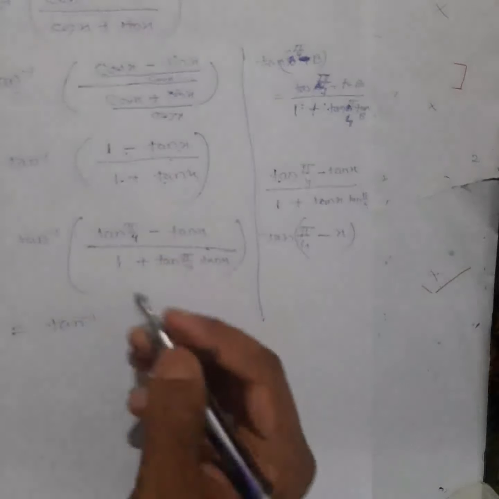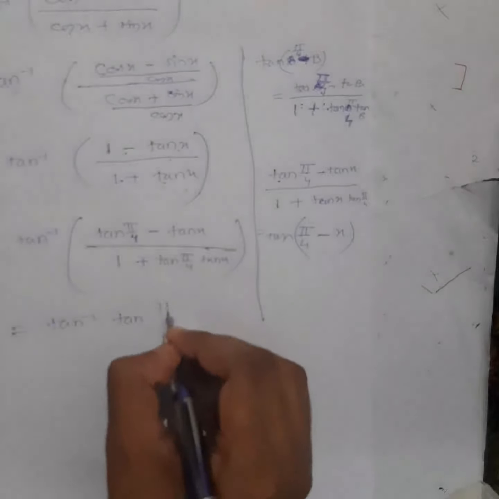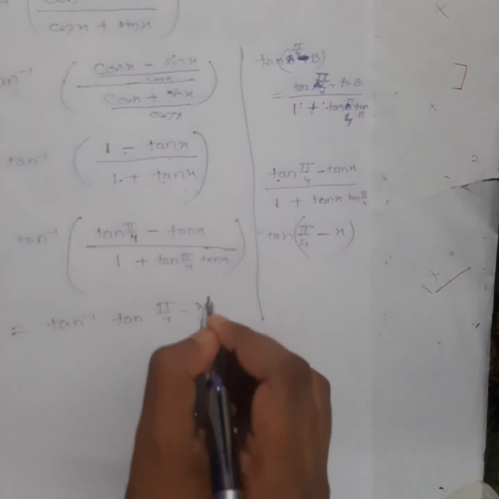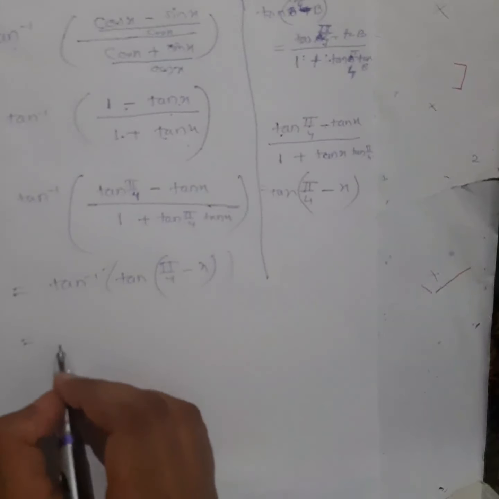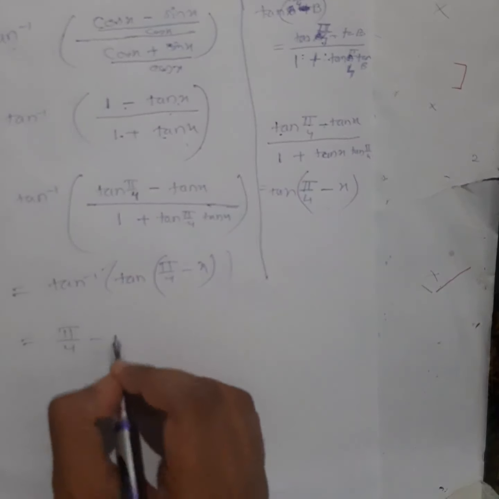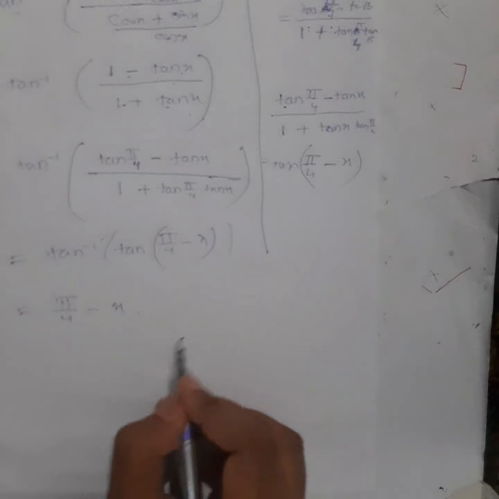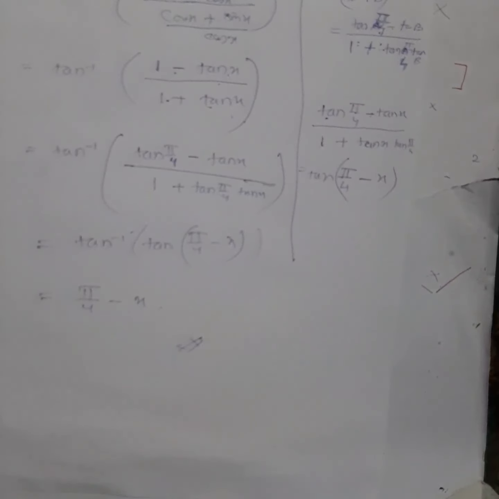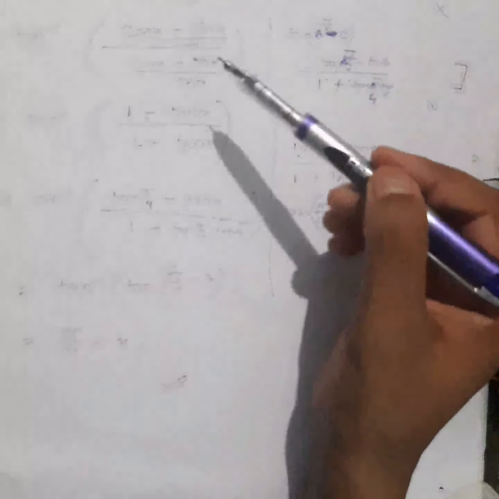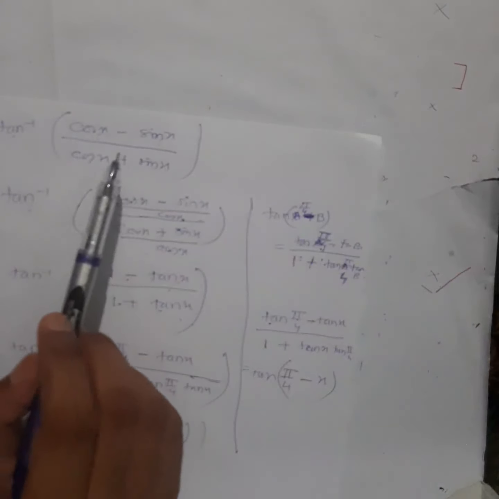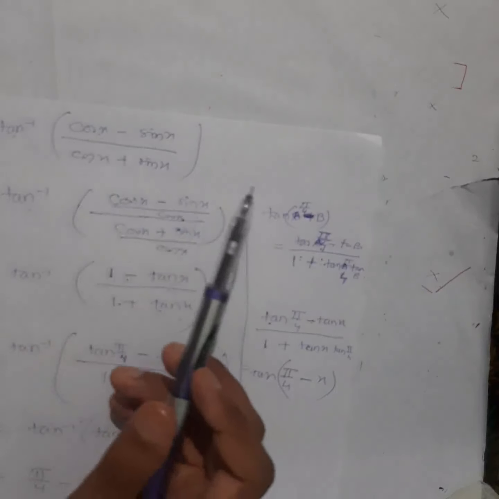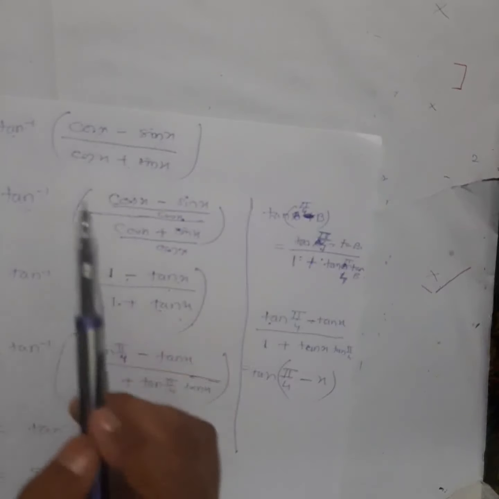Now tan inverse of tan (pi by 4 minus x). Then tan inverse and tan are gone. What will be the answer? Pi by 4 minus x. That's the answer. Simple question, right? But the thing is whether you know the identity or not. And how did I start? Very simple. Tan inverse, inside I have to make tan. If you don't know the identity, try to make tan inside.